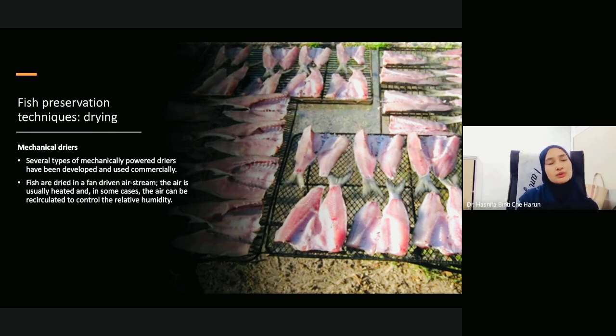Aside from that, you could also use mechanical dryers. So you have different types of mechanical powered dryers that you could choose that are available commercially. So fish are dried in a fan-driven airstream. The air is usually heated, and sometimes it can be recirculated to control the relative humidity.